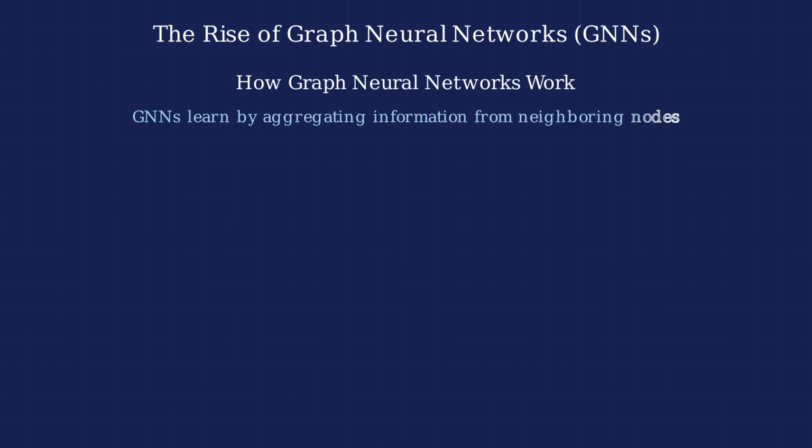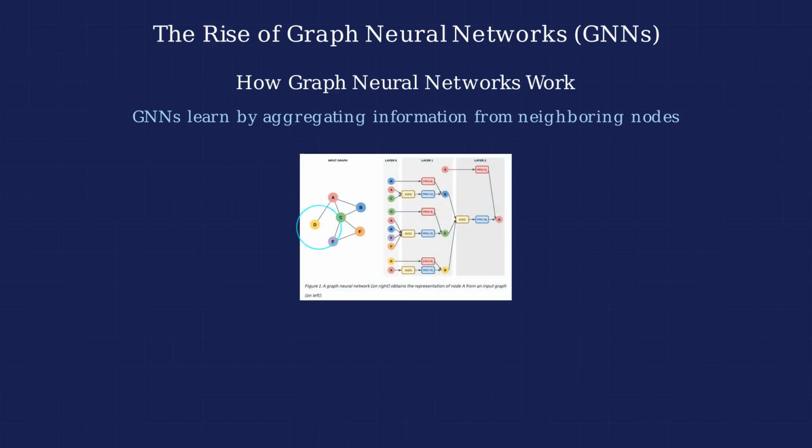At their core, GNNs learn by aggregating information from neighboring nodes in the graph. In this process, each node collects information from its neighbors, updates its own representation, and passes this updated information to the next layer. This allows the network to capture both local and global graph structure.